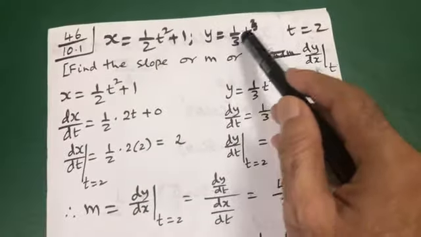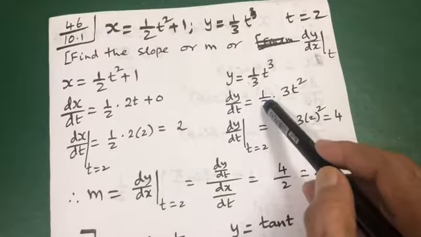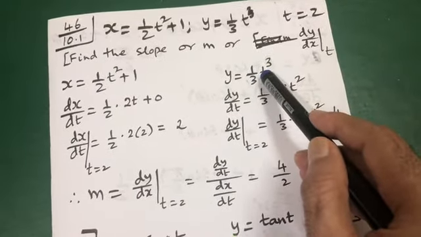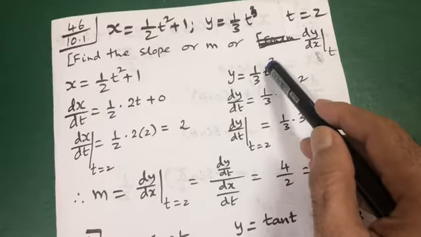Now you take y, or dy over dt, which is 1/3 the same. Again, the derivative of t power 3: what is the formula? n x power n minus 1.